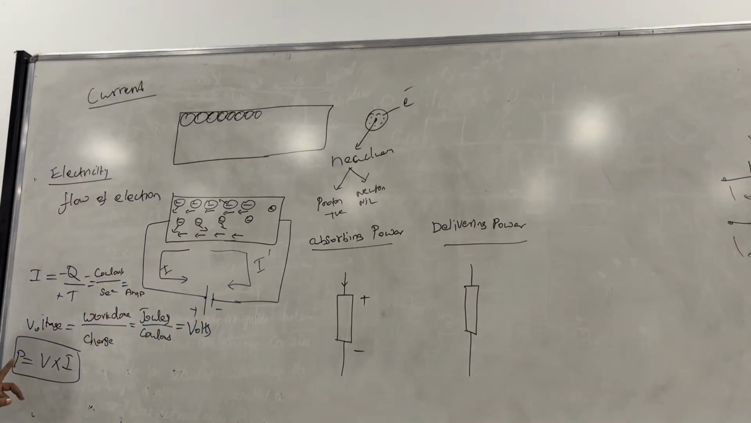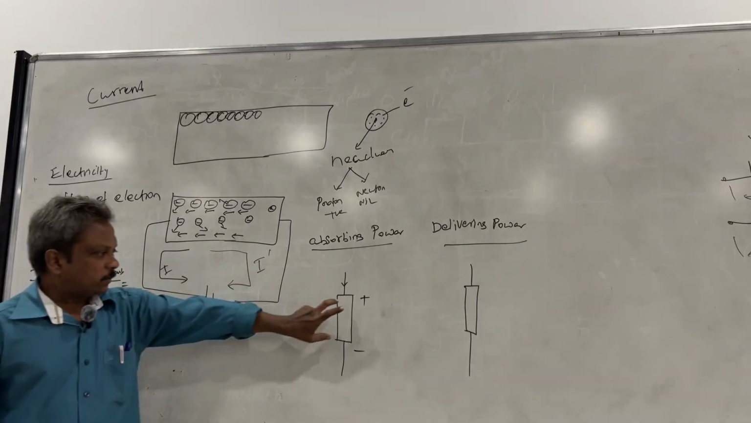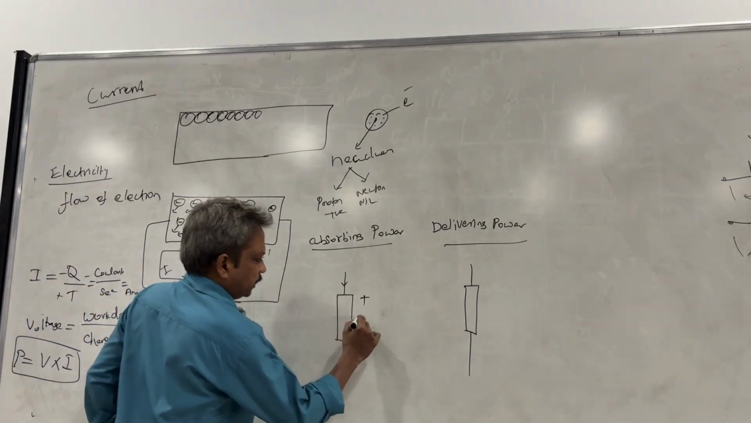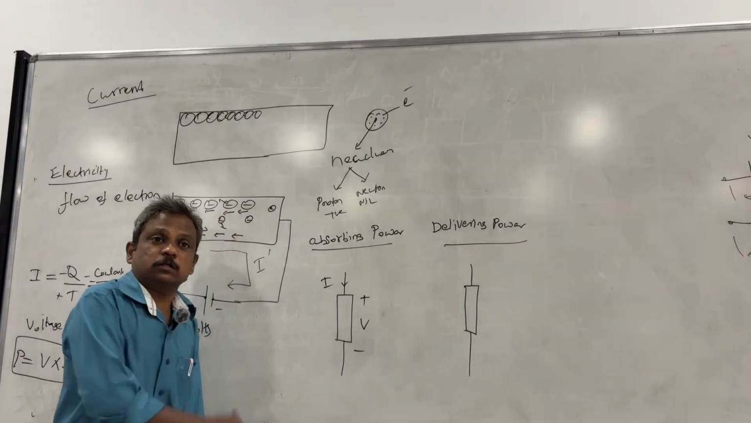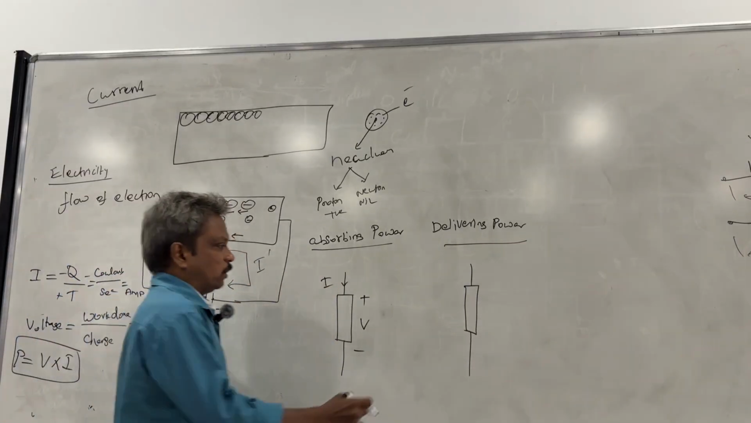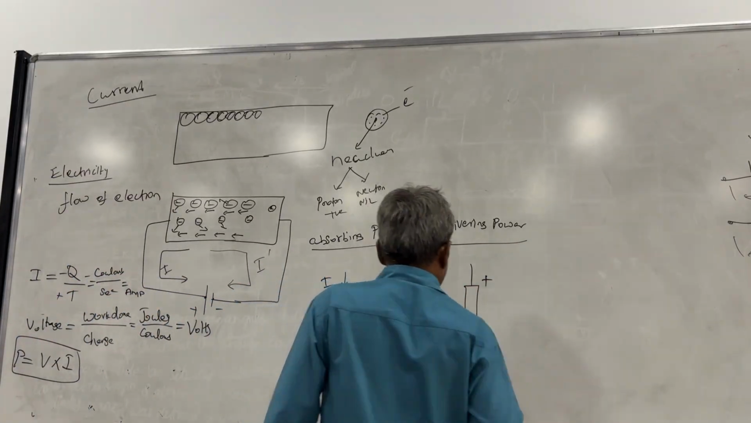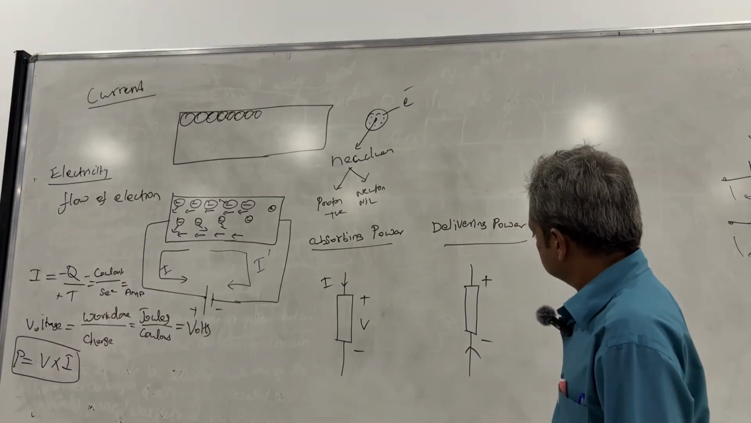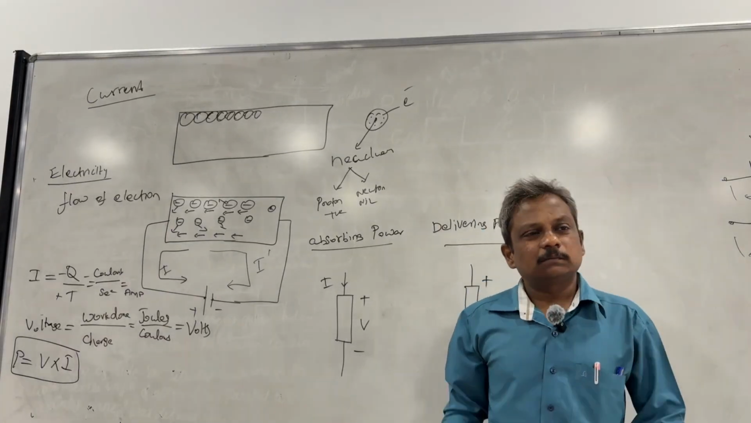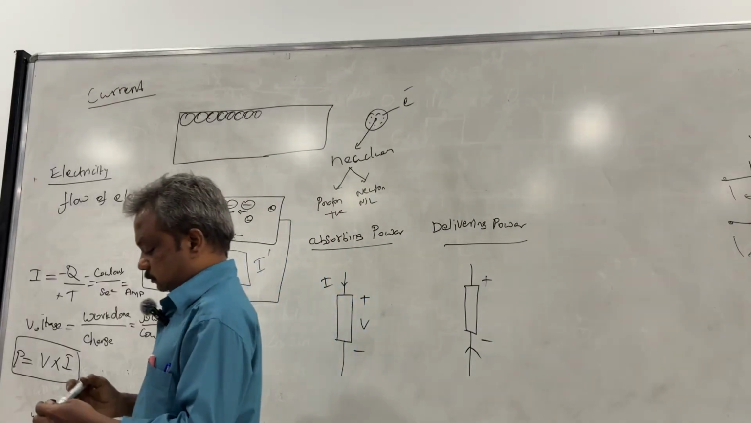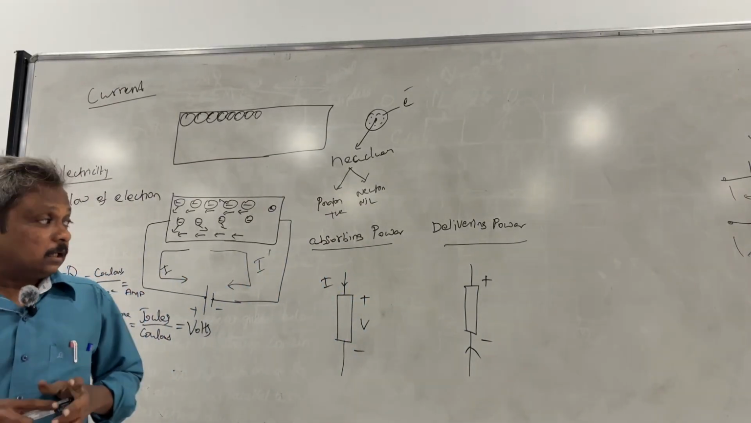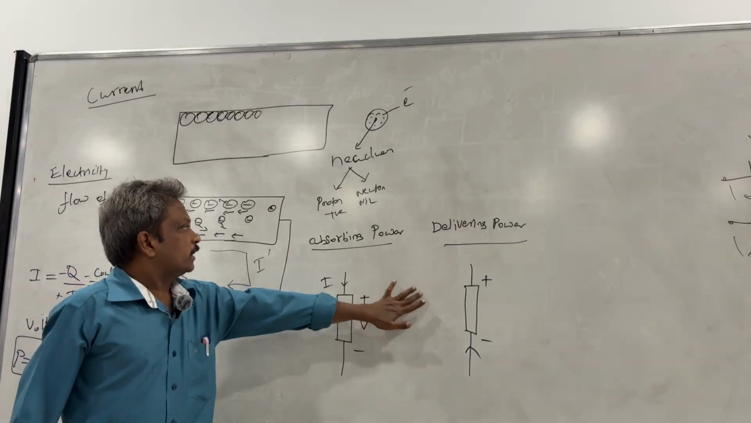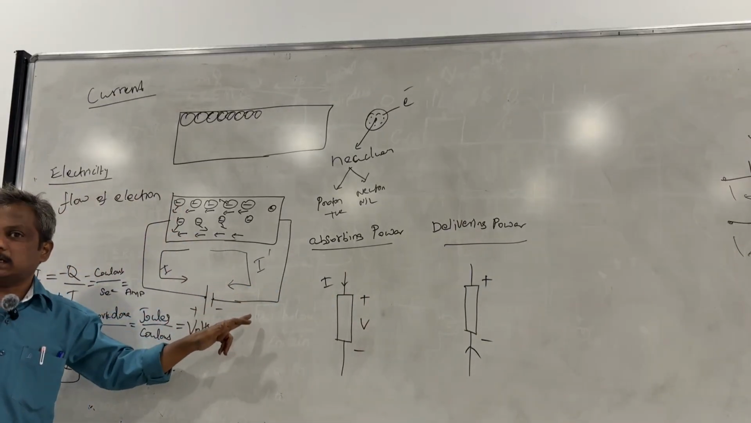Power means product of voltage into current. I have specified the polarity for the voltage, and the current direction also. And delivering power means what? Current will enter at negative, leaving at a positive. Simple understanding. This I am giving in terms of conventional current direction.